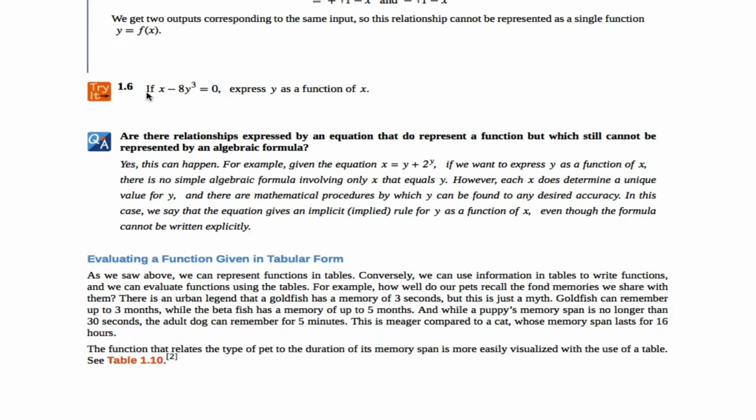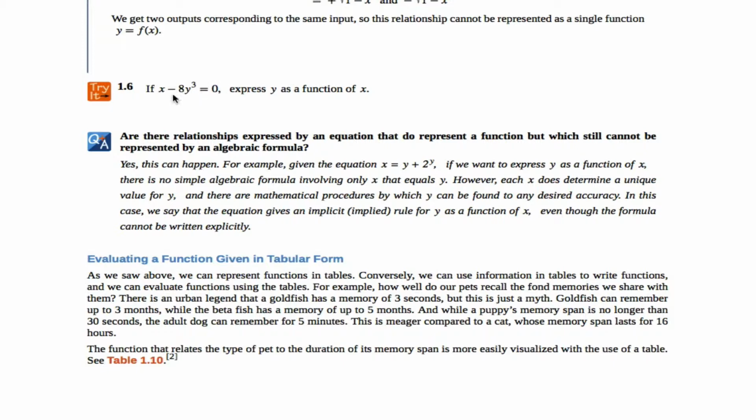All right, I figured I'd talk through 1.6 here just because answers can look a little bit different and I wanted to talk about some stuff. So you're given this equation right here and asked to express y as a function of x. In a previous class, you may have been told to solve this equation for y, and essentially that's the same thing you're doing here, except for maybe a little bit of notational differences.